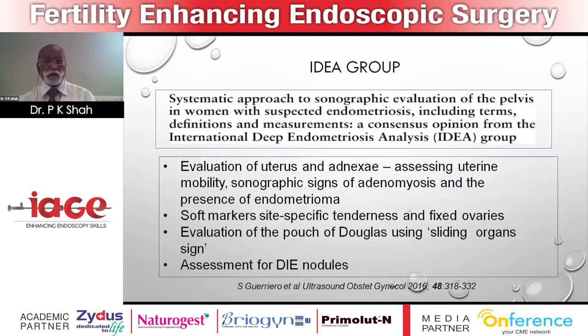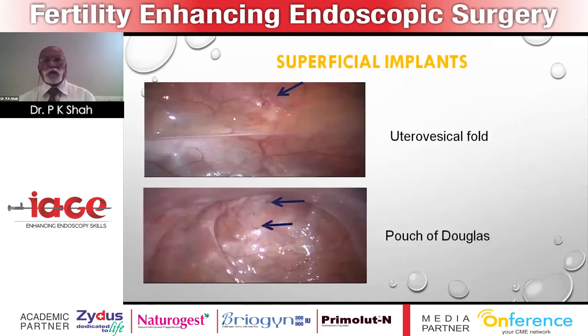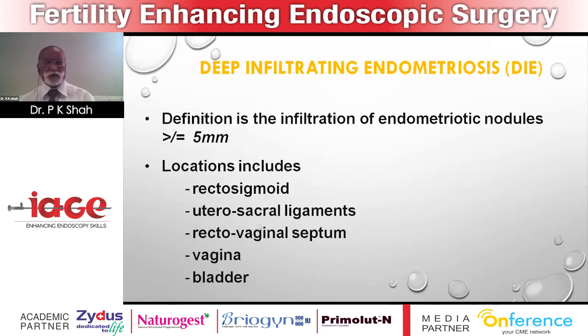malignancy even in endometriosis. The International Deep Endometriosis Analysis (IDEA) group said that you must see the uterus, the adnexa, pouch of Douglas, anterior wall of the rectum, etc. Now, this cannot be picked up by ultrasound. You have to use laparoscopy for the uterovesical fold and the subtle endometriosis, and even in the pouch of Douglas, you have to use laparoscopy.